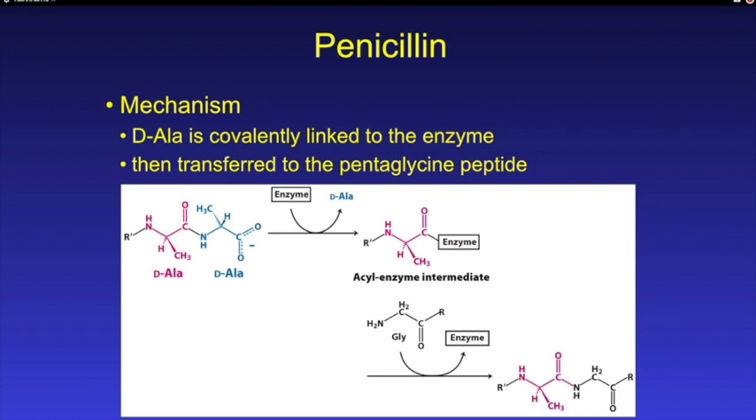All right, so what penicillin is going to do is prevent this bond from being formed. Now, how does penicillin stop this bond formation from happening? Well, the enzyme has to react with two D-alanines, throw one of the D-alanines off, become linked as part of the reaction, and then bring the glycine in.